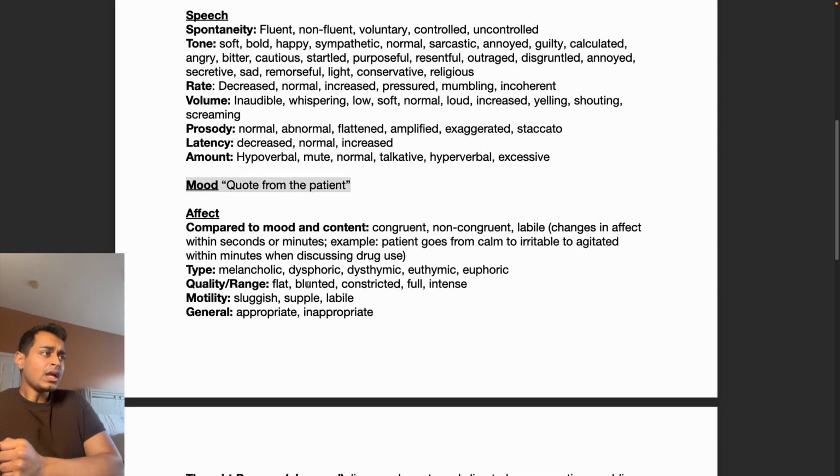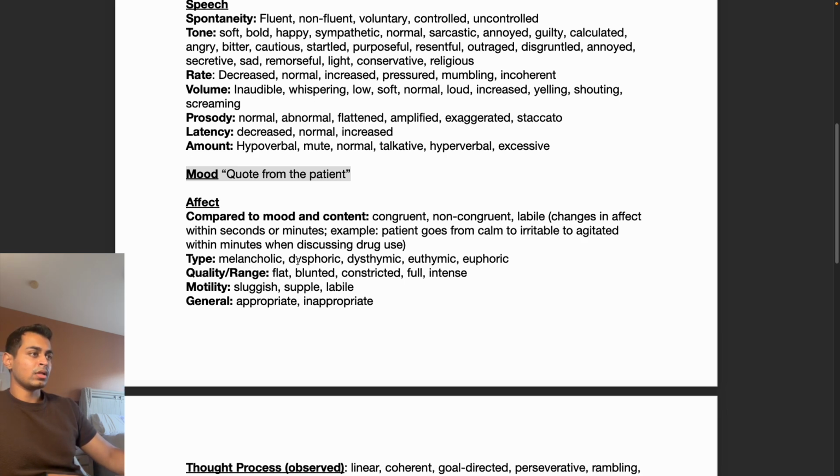So congruent means they're saying they're sad, they look sad. Incongruent means they are talking about something depressing, or they are saying something sad, but they don't look really as well. And then we have the type. This is really important as well. Are they over the moon, euphoric, or are they really, really solemn and sad and depressed, that's melancholic, and somewhere in between is there as well.